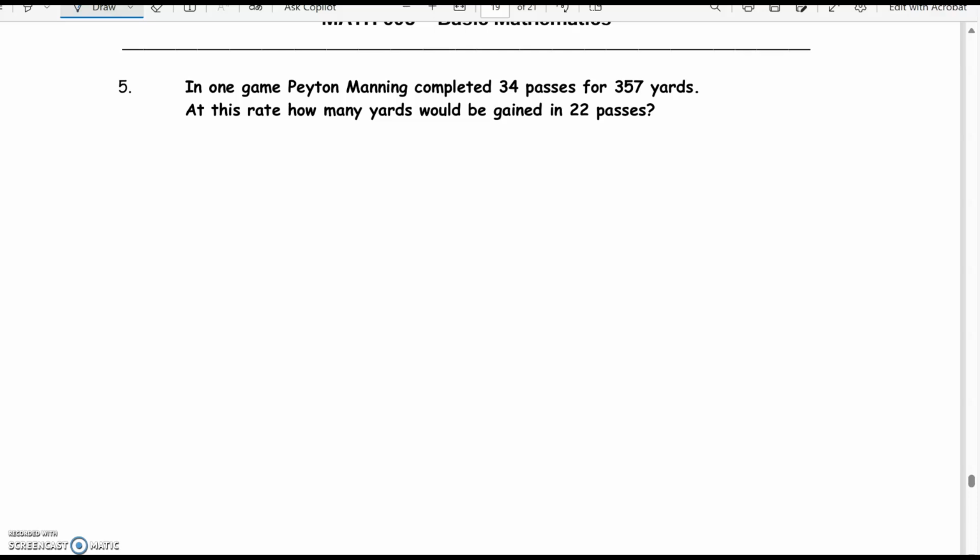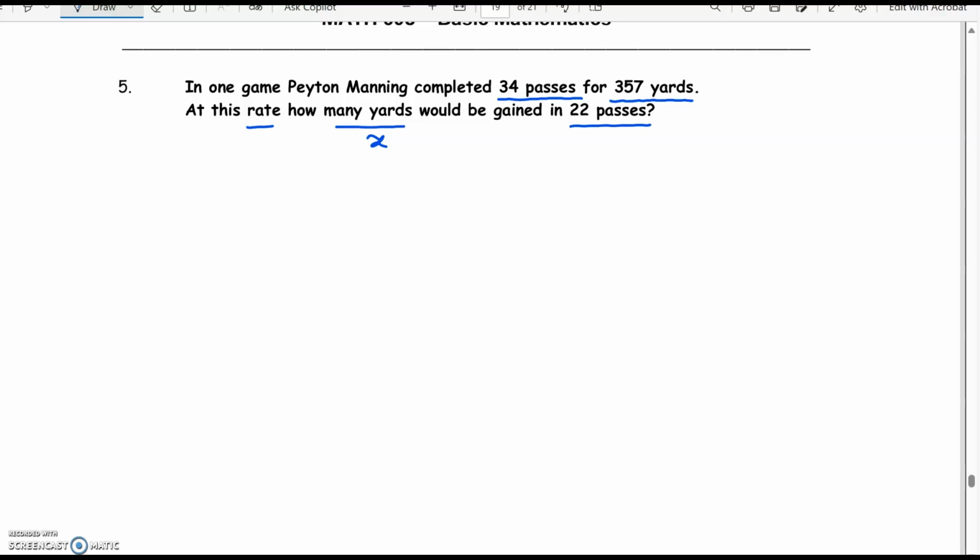Now, we've done a few problems, we've gone through it carefully. Now, when we read a question, just quickly identify what the two quantities we are comparing is. So let's see. In one game, a certain player completed 34 passes for 357 yards. At this rate, using the exact same ratio, how many yards would be gained? So we don't know the number of yards in 22 passes.